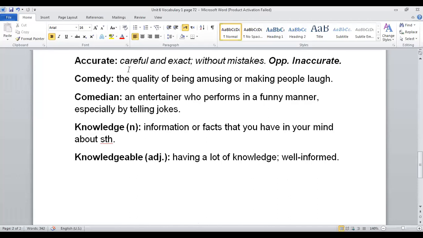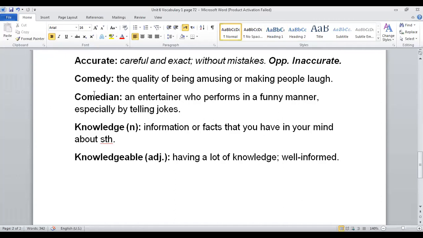Accurate. Accurate means careful and exact without mistakes, something which is so correct. And you can use it to describe things, but for people, you can use punctual. And accurate here, you can use it to describe something which is without mistakes at all. And the opposite is inaccurate. Inaccurate, you can use it to express something with a lot of mistakes, full of mistakes.